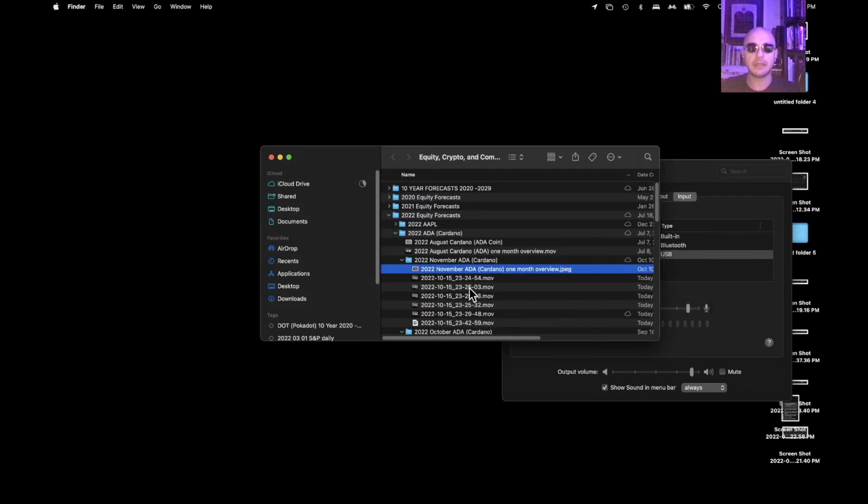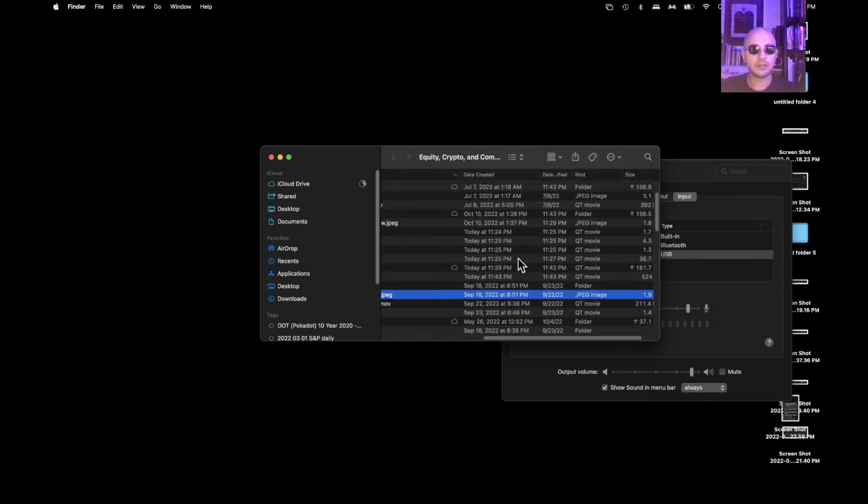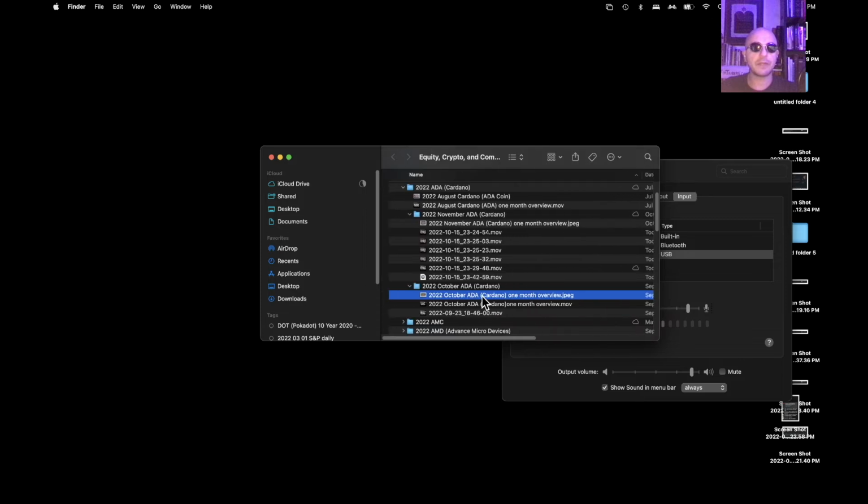And when you look at when we did the October Cardano reading, it was conducted, date created September 18th, 2022. If you know anybody that can get anywhere remotely near that kind of accuracy a month ahead of the market, please, I'd love to meet them.